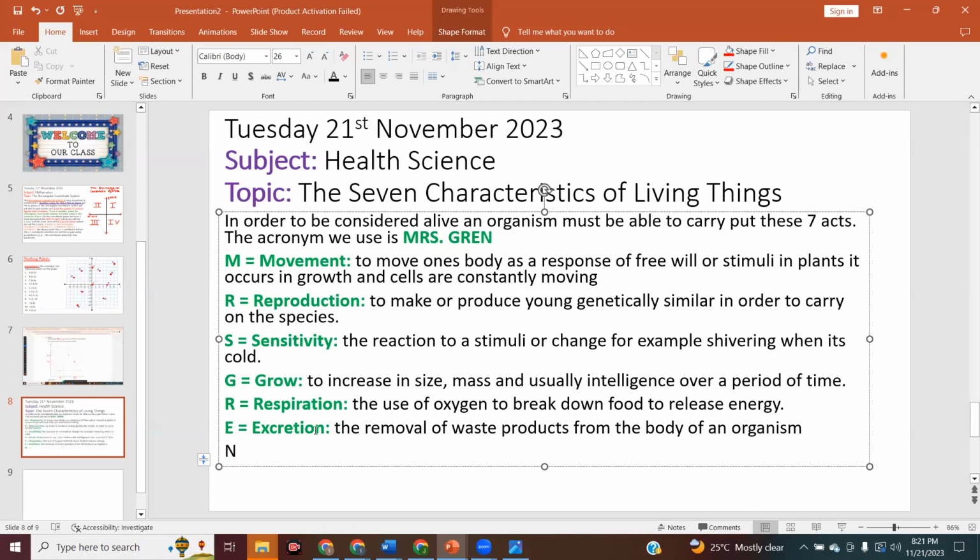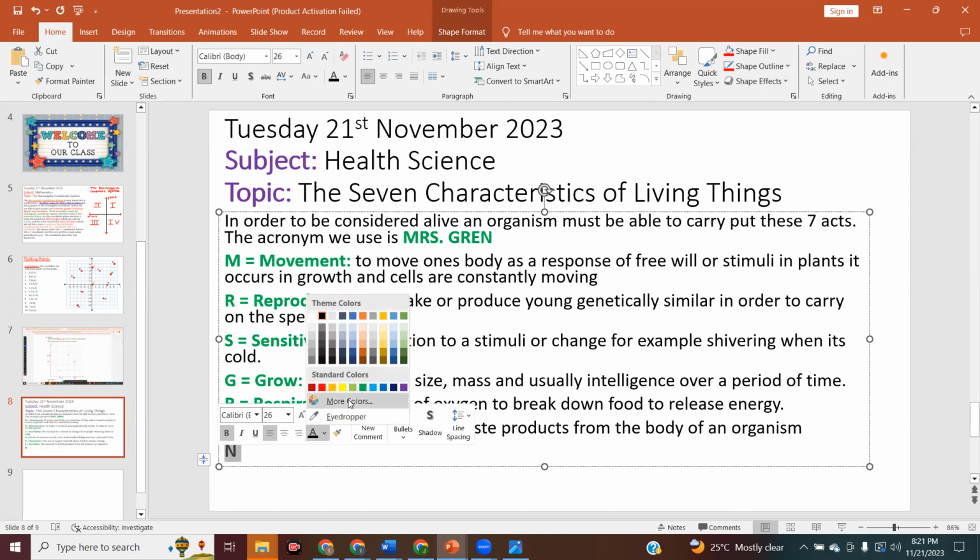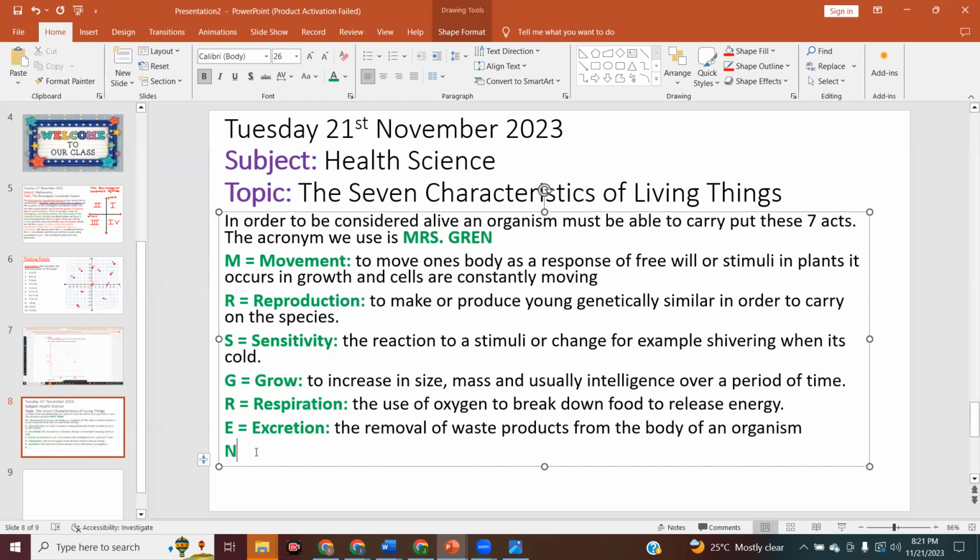Nutrients. Not nutrients, what's the word? Nutrition. Like the song on Sesame Street, everybody eats. I don't know if y'all know that song. But nutrition basically talks about that.